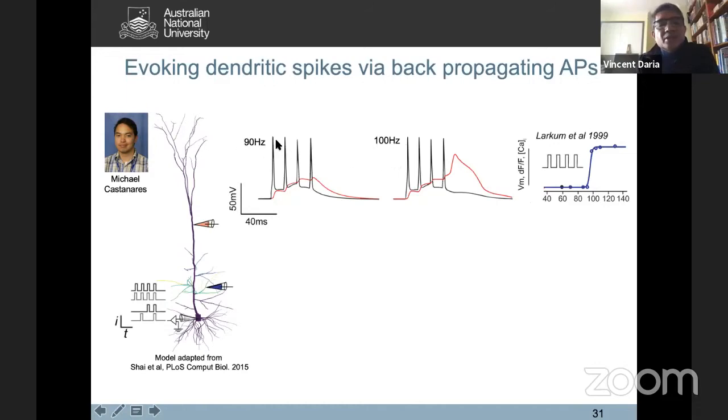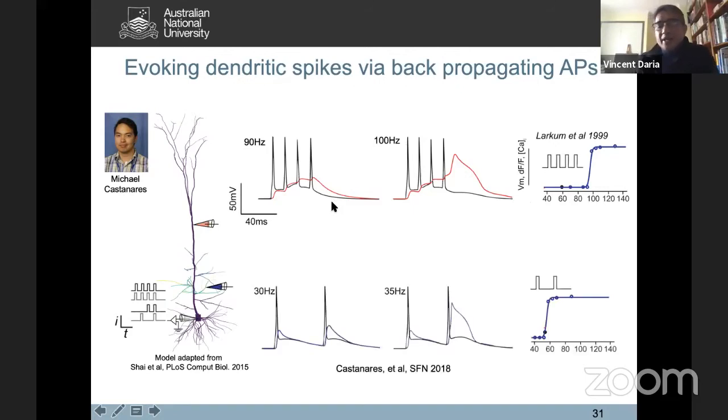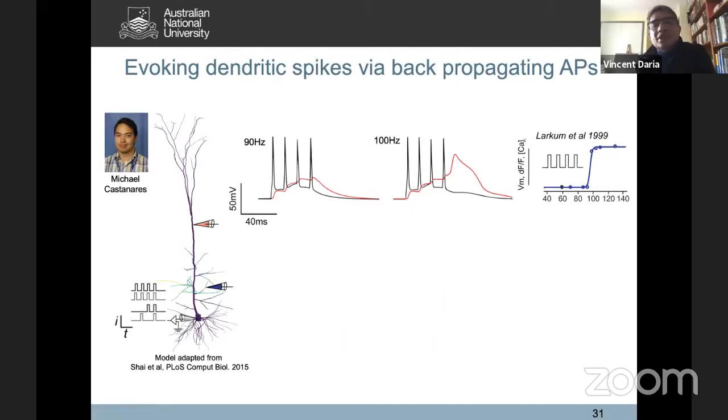If you have 90 hertz frequency of this spike train, you don't get anything. So you get some kind of switch where it's a frequency dependent switch. Below 90 hertz, you don't see a dendritic spike. And if you have above 90 hertz, you get a dendritic spike, something like this. So you produce this only when you meet a certain frequency to fire a dendritic spike.